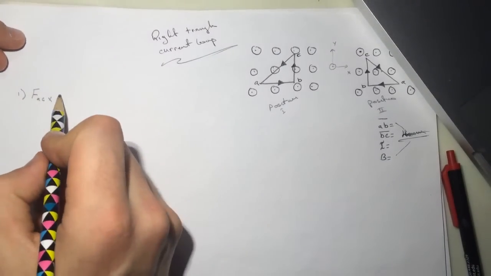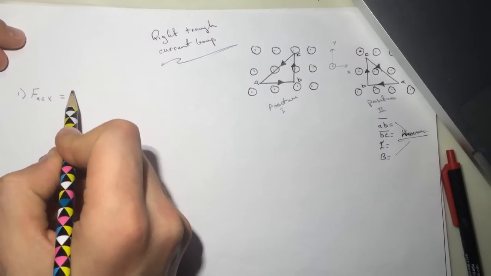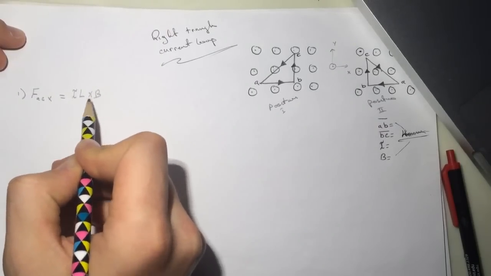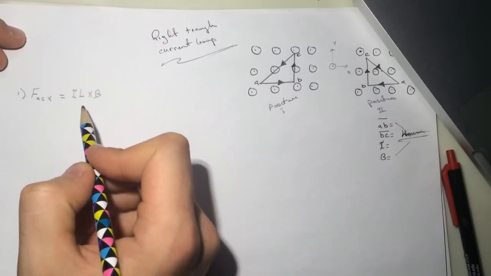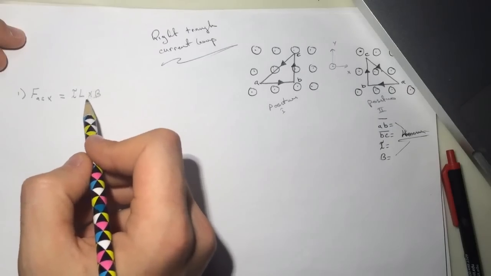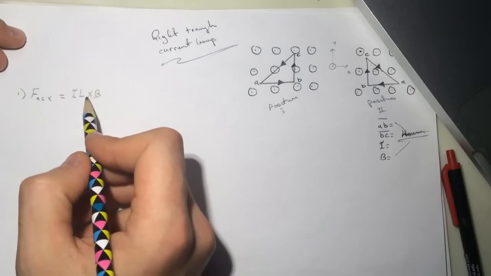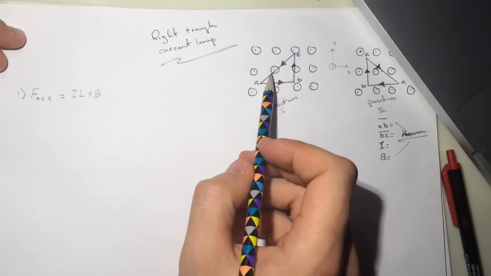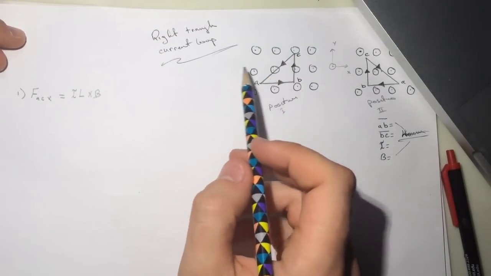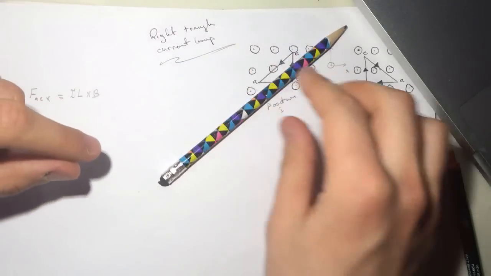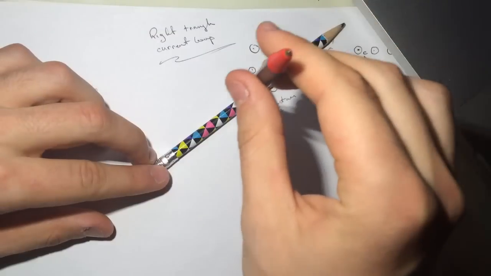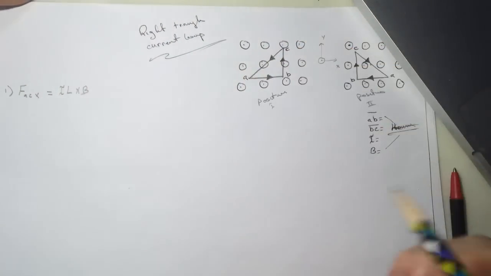So the force here is equal to IL cross B, and the cross product here, we can ignore it because the B is always perpendicular to the AC length. Because this is the length, AC, and the magnetic field is always perpendicular to it.